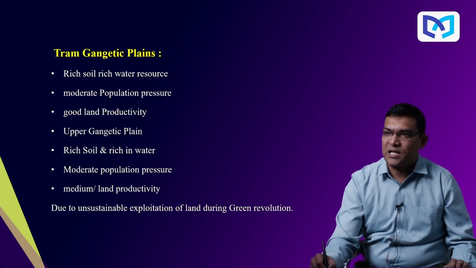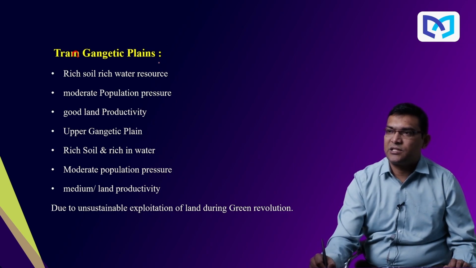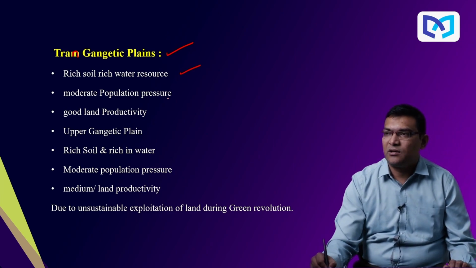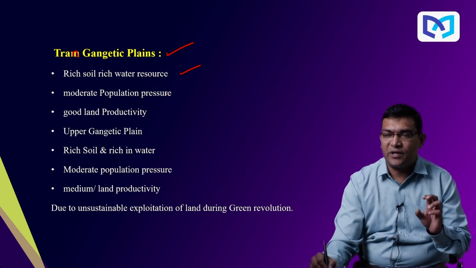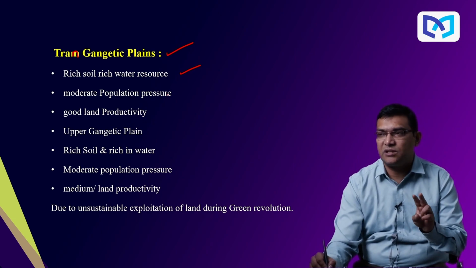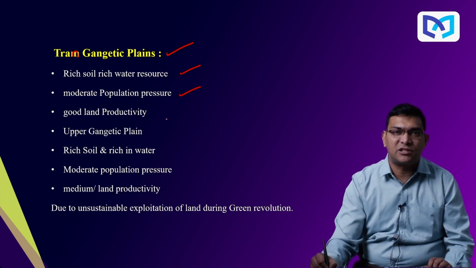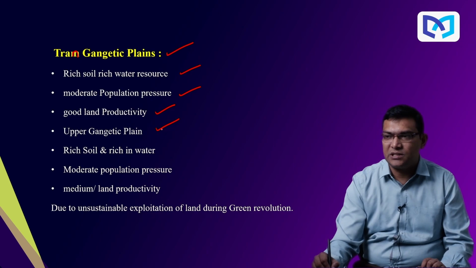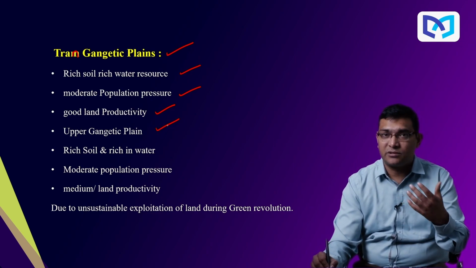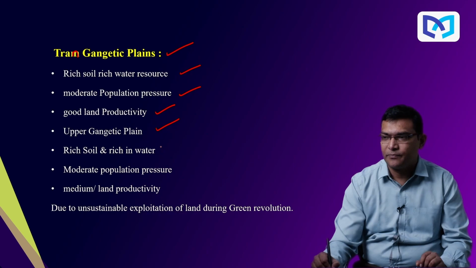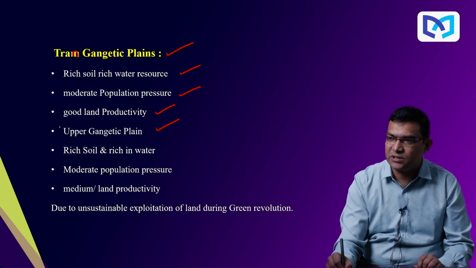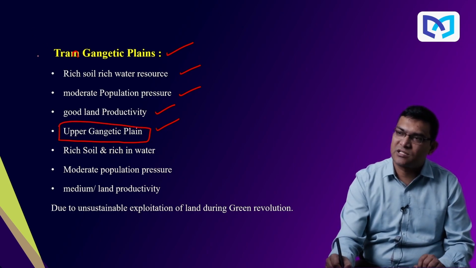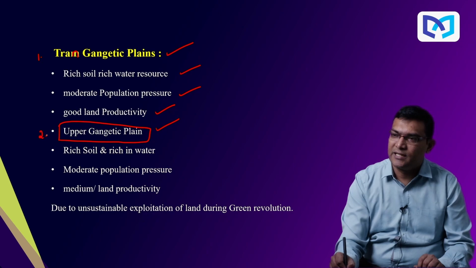So what are that? You see, Trans-Gangetic Plains these are. So in the Trans-Gangetic Plains, generally they are rich in soil and water resources, very rich soil, rich in the water resources, moderate population pressure, good land productivity. Upper Gangetic Plains, because these are very fertile soils. Why? Because there are rivers flowing through this, and moderate. Even you see this Upper Gangetic Plains also. These are second actually. These are first. This is second. Upper Gangetic Plains.